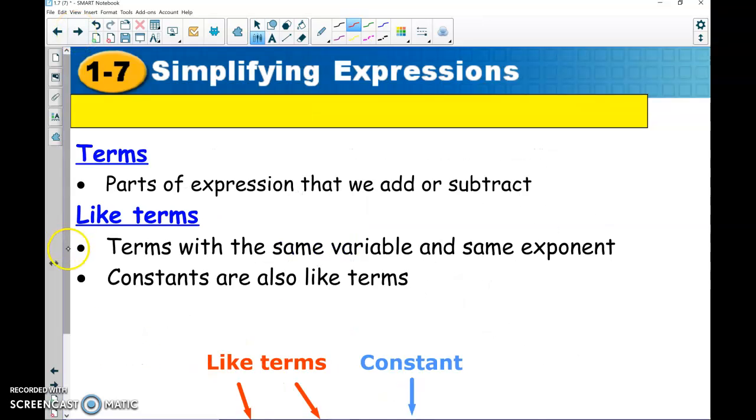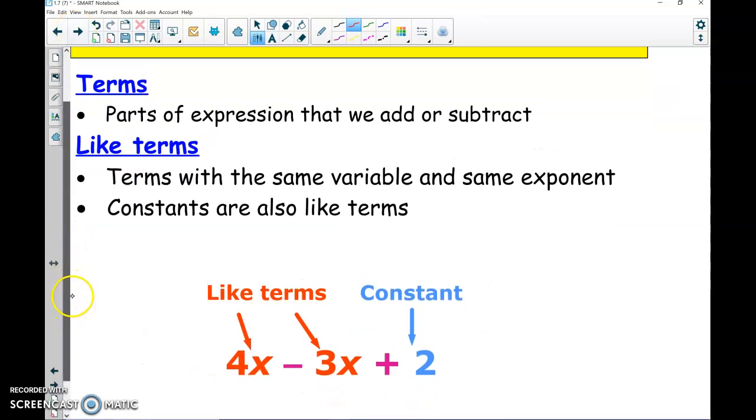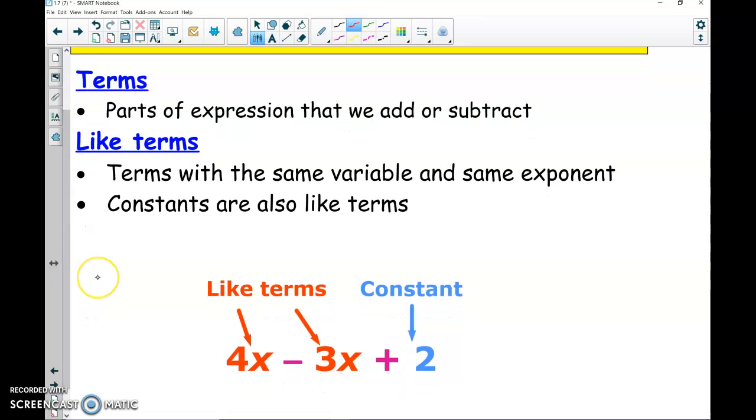All right. So here, when we're talking about terms, terms are the part of the expression we can add or subtract. Like terms need to have pretty much two rules. They need to have the same variable, and those variables need to have the same power. So this is x to the first power. So we can add x and y and z.